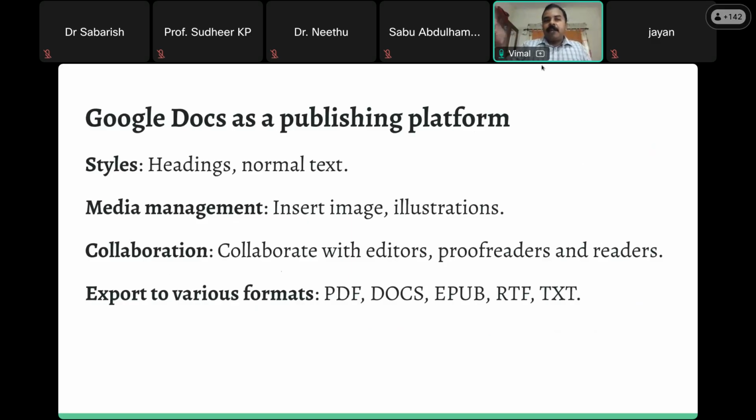Then the same styles, Heading 1, 2, 3, we can apply in cloud-based platforms like Google Docs. Then for media management, we can insert images and illustrations, and convert data into graphs and charts. Then we can collaborate with the editors. We can share the same document with the language editor, friends, subject experts, and invite a number of people to transform the content. From the same platform, there is no need to export anywhere. You can directly export it as an ebook or a paperback, ready to print as a paperback edition. We can export PDF, docs, and EPUB formats directly.